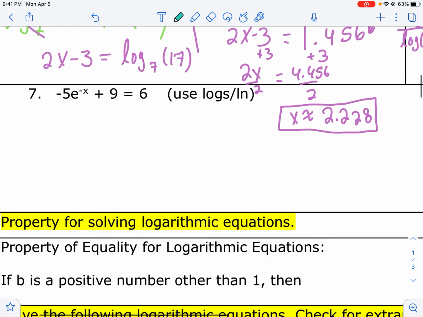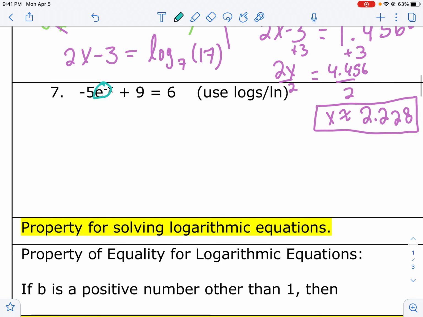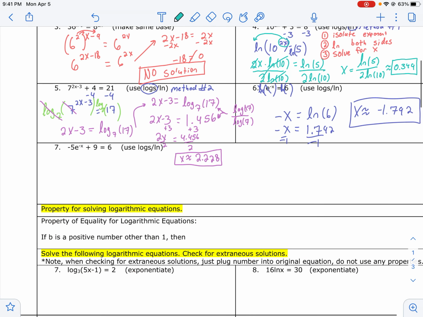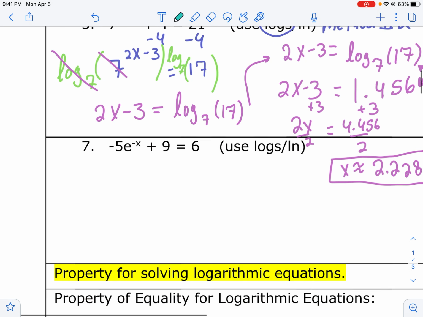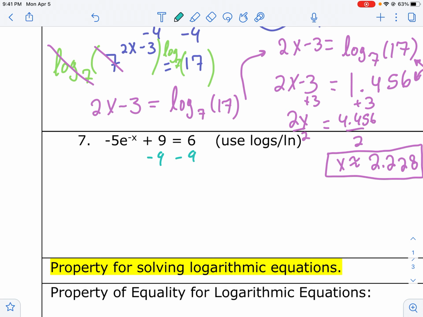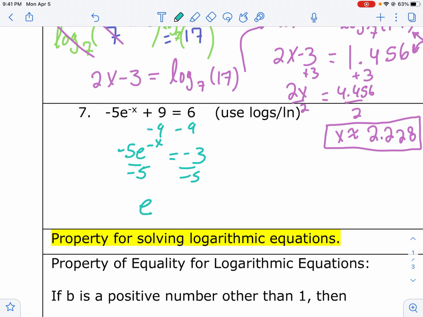And then our last example down here. Again, prefer natural logs over everything because you can always use them with e. And I showed you that you can use them even when the base is like 10 or the base is 7, whatever. All right, so we're going to use natural logs here again. So isolate the exponent, subtract 9, gives us negative 5e to the negative x is equal to negative 3. Divide both sides by negative 5 to isolate that exponent. So that's e to the negative x is equal to 3/5.